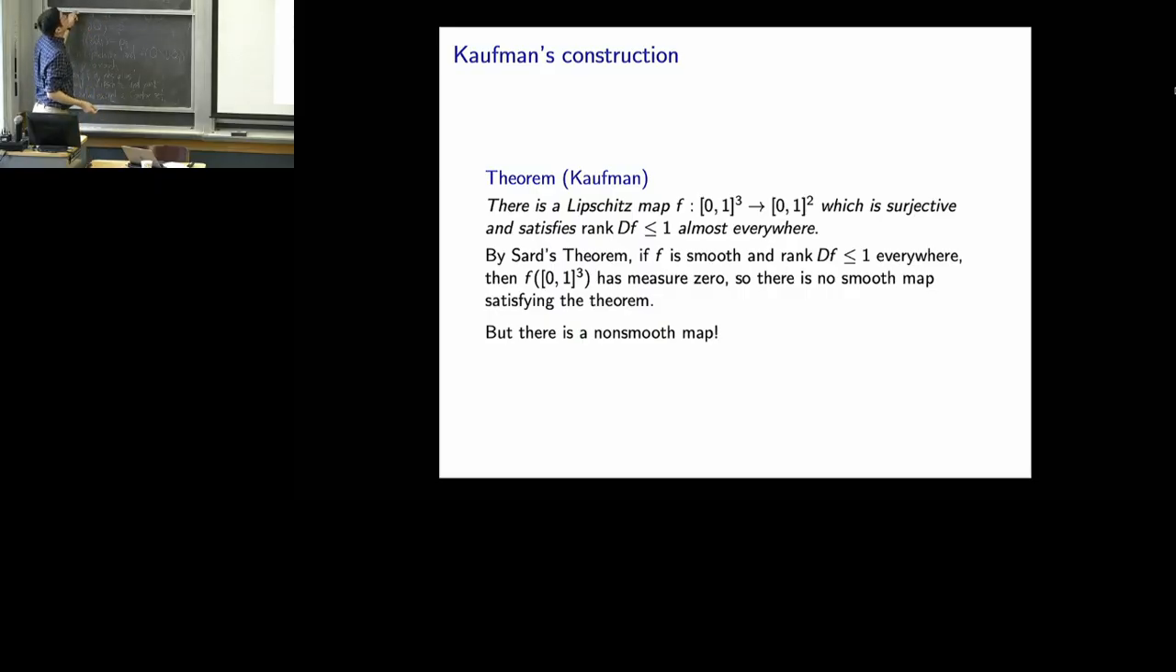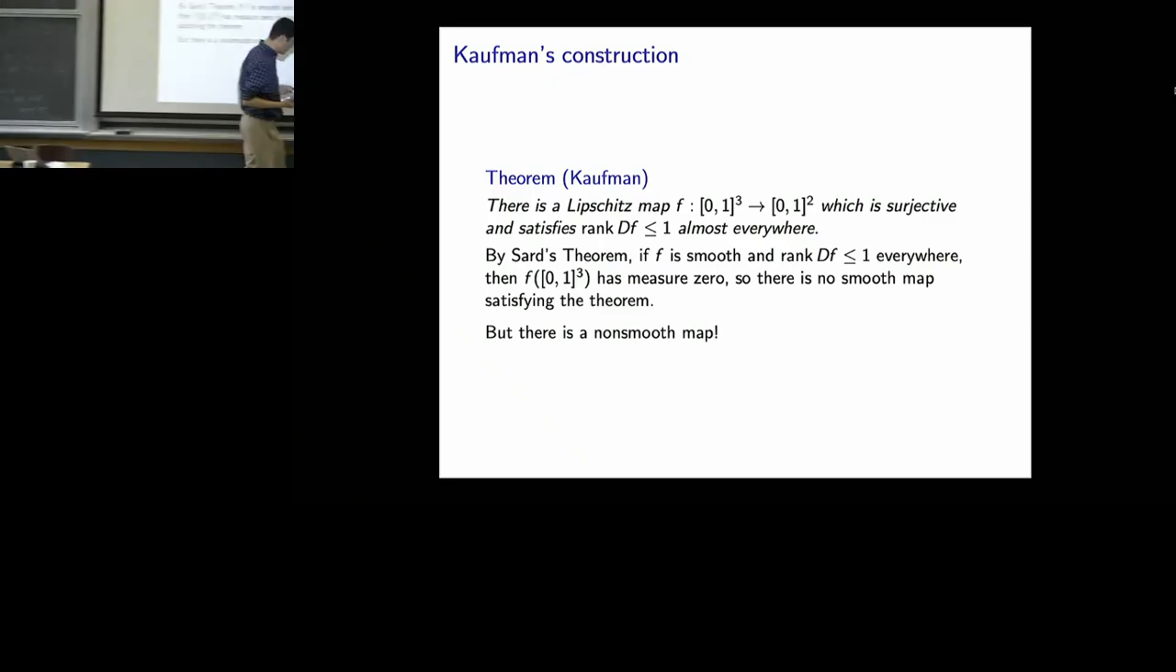So what we end up with is a map that sends the cube to the square surjectively, where the derivative is never bigger than rank 1. Is this okay so far? So there's a certain amount of flexibility to this construction.